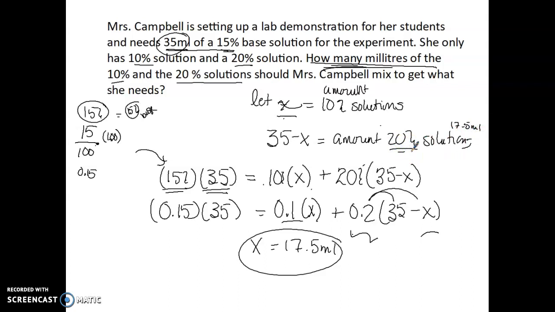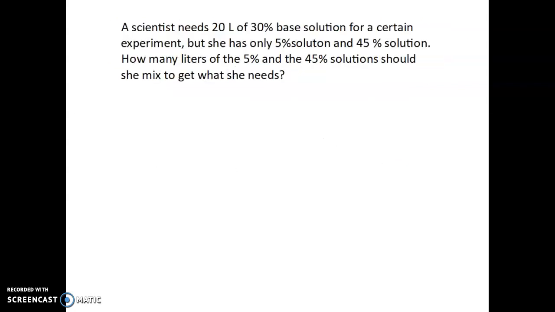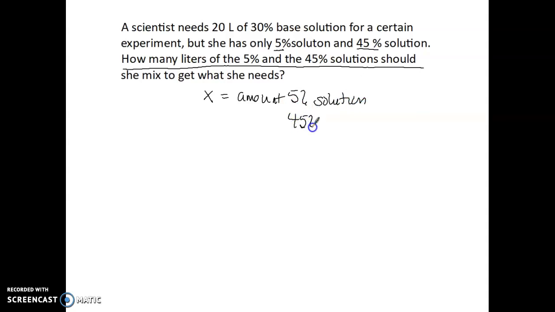I'm going to set one more up for you like this because these are tricky. A scientist needs 20 liters of 30% base. She only has a 5% and a 45% solution. Again, how many liters of each of these solutions is she going to need? So I am going to let x be the amount in liters of 5% solution. So think about it. What's the other solution going to be? The 45% solution. How am I going to establish that in terms of x?